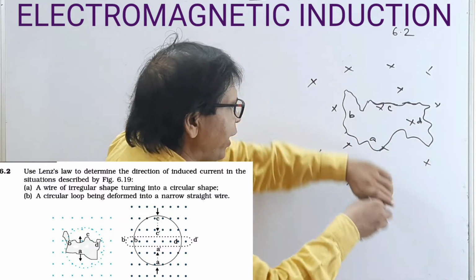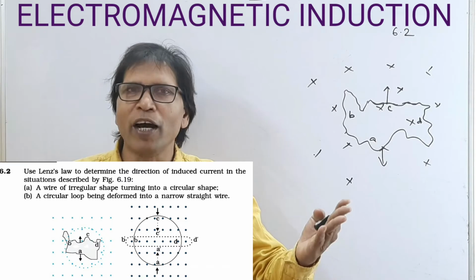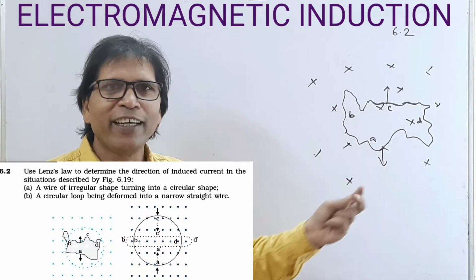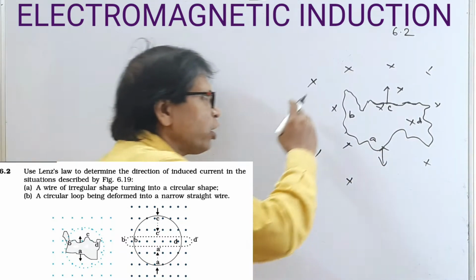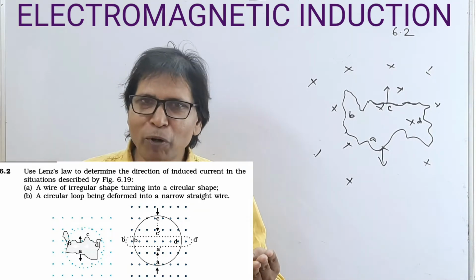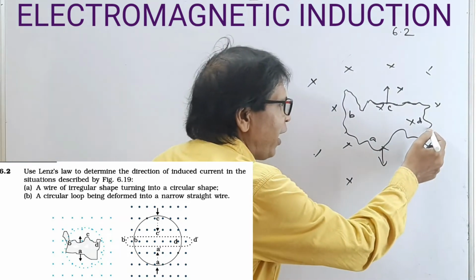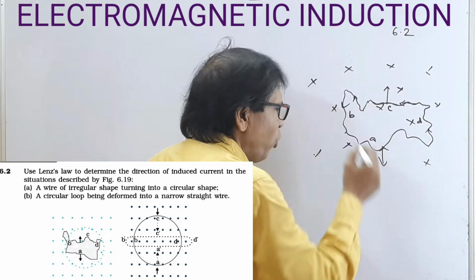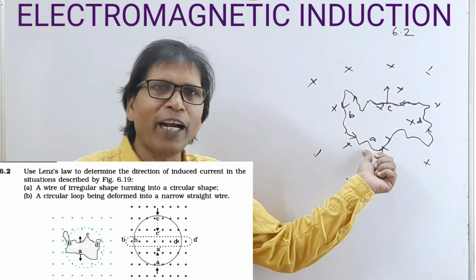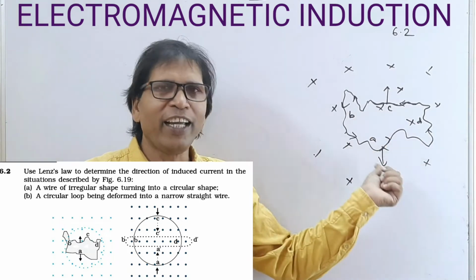If this wire is stretched in such a way that it is made circular, its area increases. As area increases, the flux crossing this area increases. Now the flux increases, that means the N pole is moving towards the coil. So an anti-clockwise current is produced. So the direction of current is this direction. Now when it becomes circular, the current is in this direction. So the direction of current, anti-clockwise, is A, D, C, B, A direction.